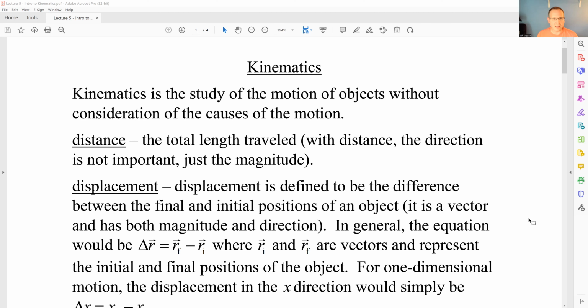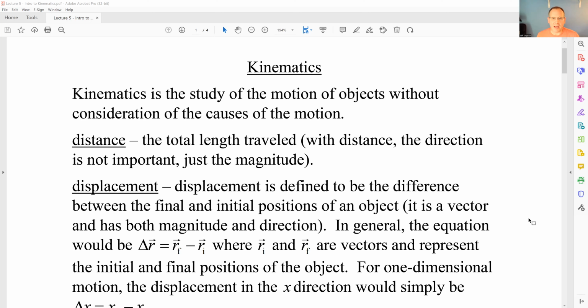Okay, now there's several things I want to define here. The first definition is distance. Distance is defined as the total length traveled. With distance, the direction that you travel is not important. It's just the magnitude, just the total length that's traveled. You can go back and forth and you have to keep adding those various intervals, okay?